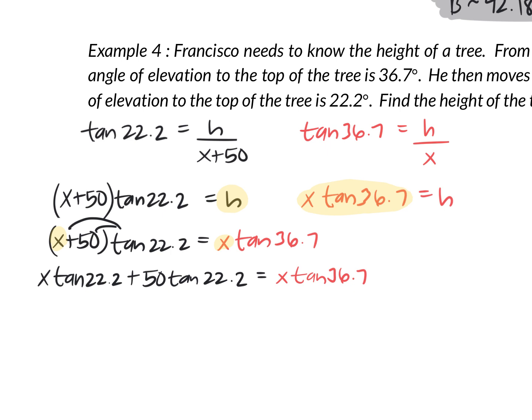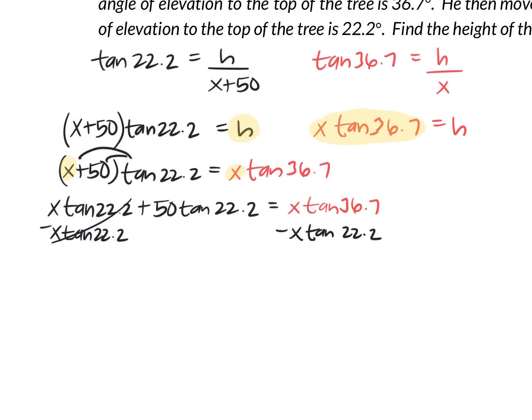Okay, now how do I get all my x's on one side? What would you guys do? Subtract the x from the 22.2 term. Yeah, we're going to subtract this one over to the other side. So let's subtract x tangent 22.2. Subtract x tangent 22.2, that goes away. Now I'm left with 50 tangent of 22.2 is equal to these two things subtracted from each other.